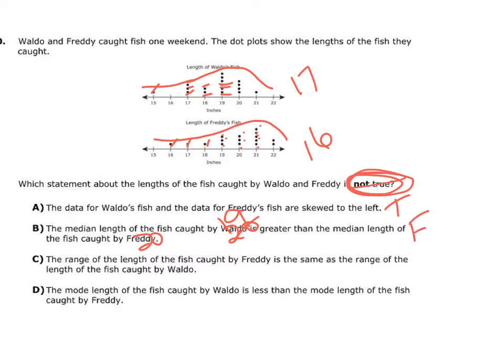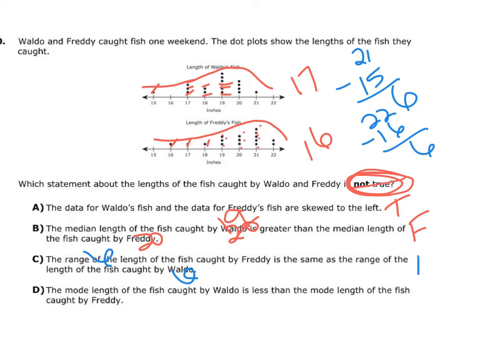So let's go on to letter C. The range of the length of the fish caught by Freddie is the same as the range of the length of the fish caught by Waldo. So let's look at the range. You have 21 minus 15, so that's 6. So here's 6 for Freddy's. Here is 6 for Waldo, and then you have 22 minus 16, so that's going to be 6. So Freddy's is 6 and Waldo's is 6. It's not less or anything. So if they're the same, that means this is true.